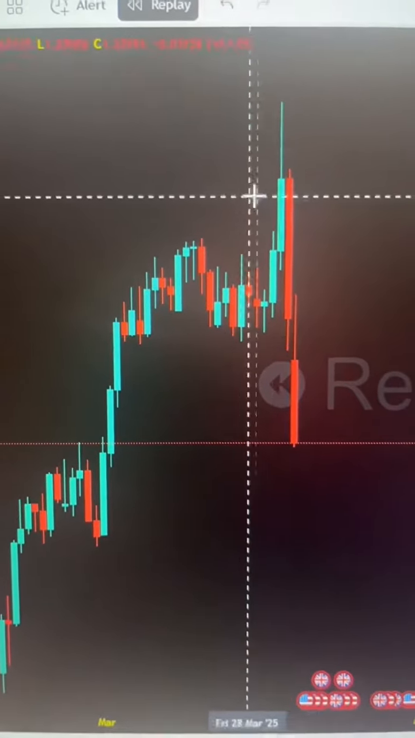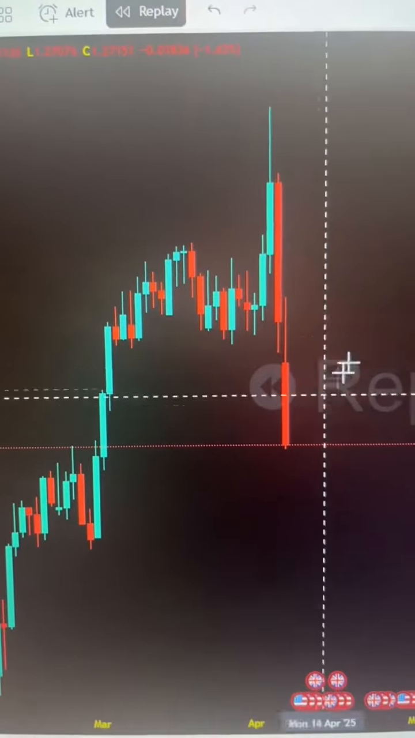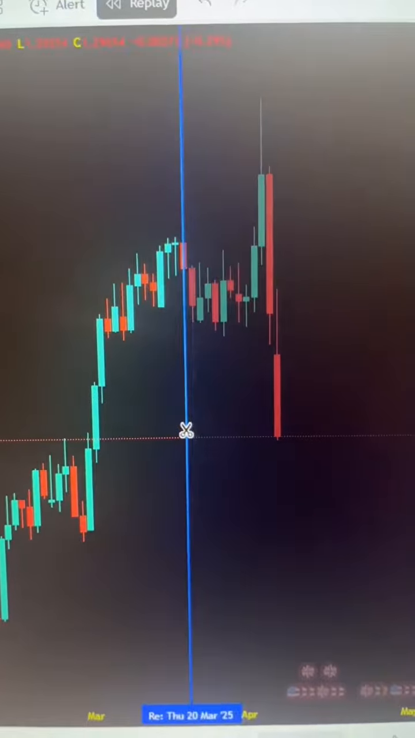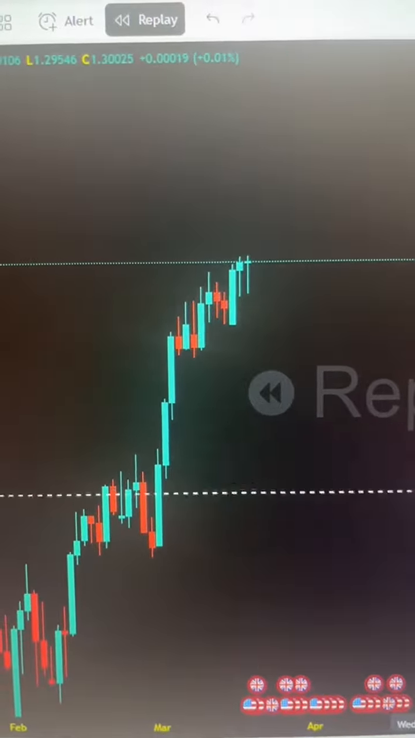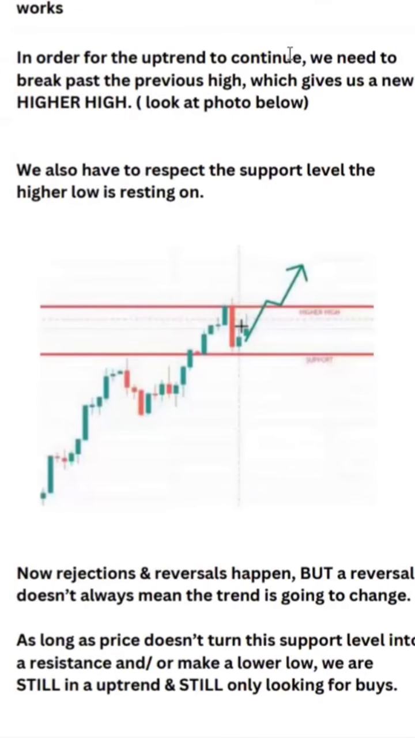So in order to understand what caused price to do this right here, we got to look to the left. You look to the left, it's going to explain what's happening in the present and what could potentially happen in the future. So prior to this reversal, what trend were we in? We were in an uptrend, right? So since we know before that took place, we were in an uptrend, this is when we pull out the price action technical analysis playbook and go over the rules of the uptrend. It says right here, in order for the uptrend to continue, we need to break past the previous high, which gives us a new higher high. Look at the photo below. We also have to respect the support level the higher low is resting on.